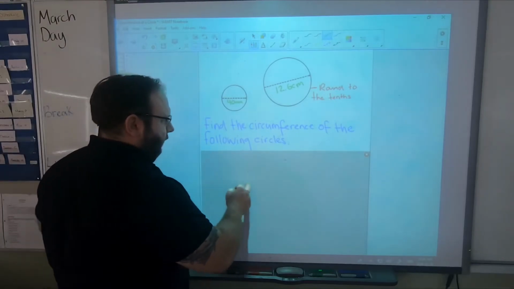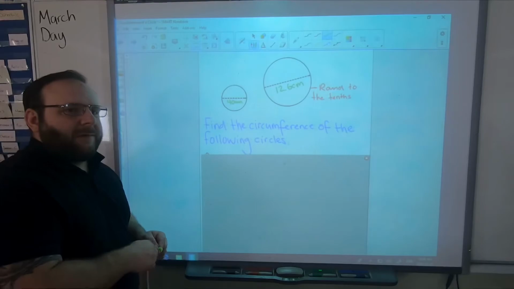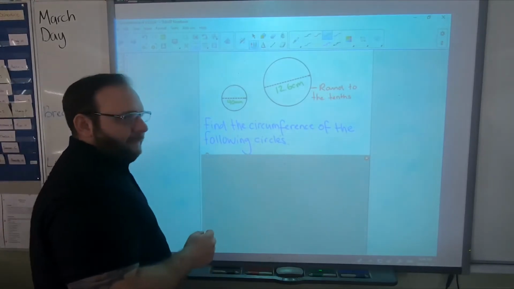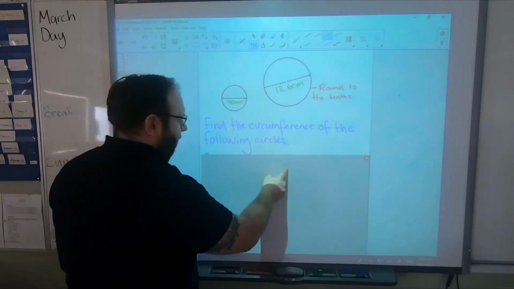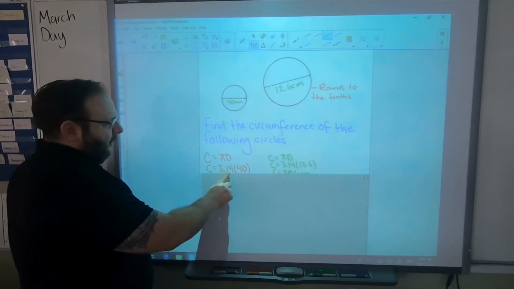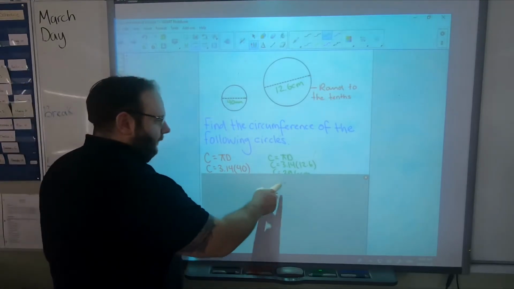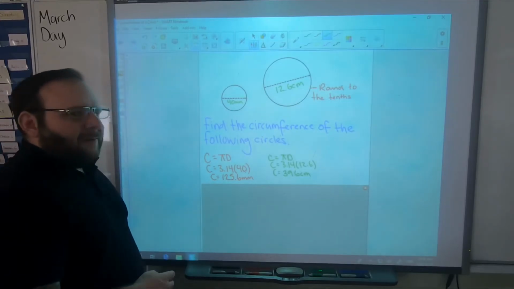Okay, let's start this one here. Mateo, what's the formula to find the circumference of a circle? C equals pi times diameter. Perfect. And what is pi? 3.14. And what's the diameter of our first circle? 40 millimeters. Okay, so C equals pi times diameter, C equals 3.14 times 40. What is 3.14 times 40? 125.6. 125.6 millimeters. Perfect.